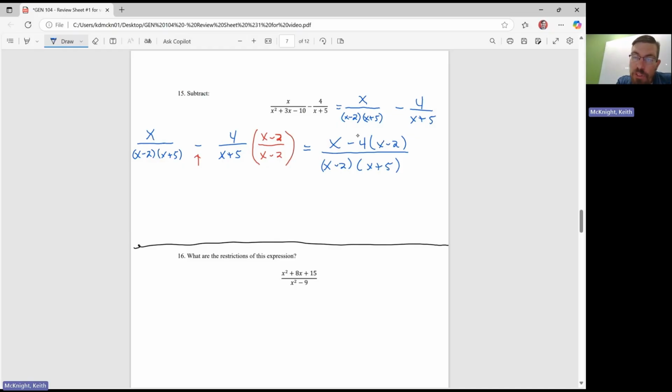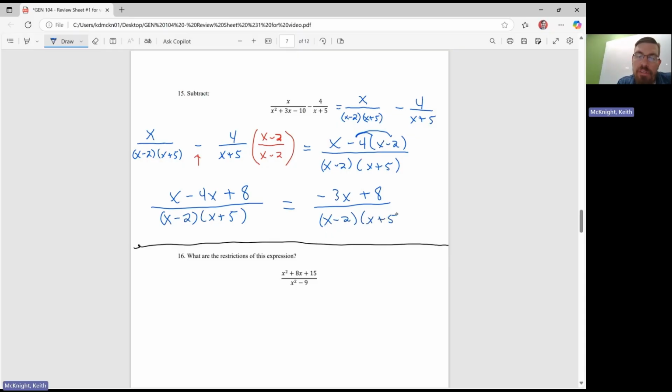So now at this point, we're going to distribute our negative 4, and this is why it's important because that negative comes with that 4 when we distribute it. So that's going to create a new top, and our new top will be x. Well, negative 4 times x is negative 4x, and negative 4 times negative 2 is actually positive 8. So this is why that's important. And that's still going to be our common denominator of x minus 2, x plus 5. Now, if we combine like terms on top, x minus 4x is going to be negative 3x plus 8 over our common denominator, x minus 2, x plus 5.